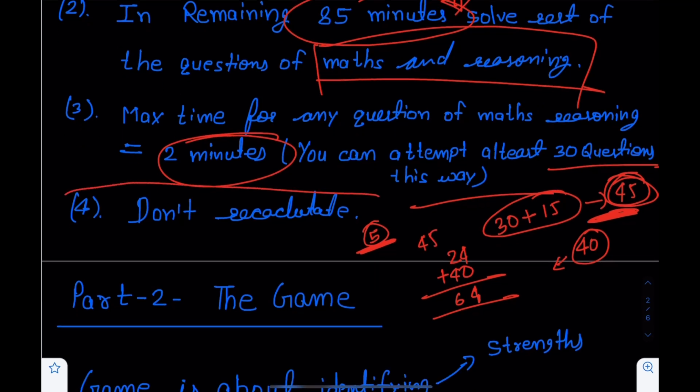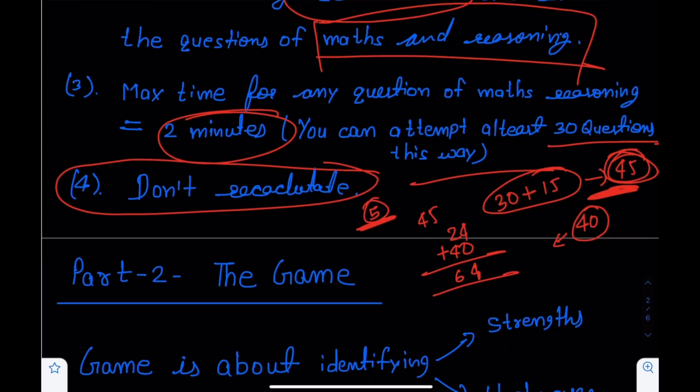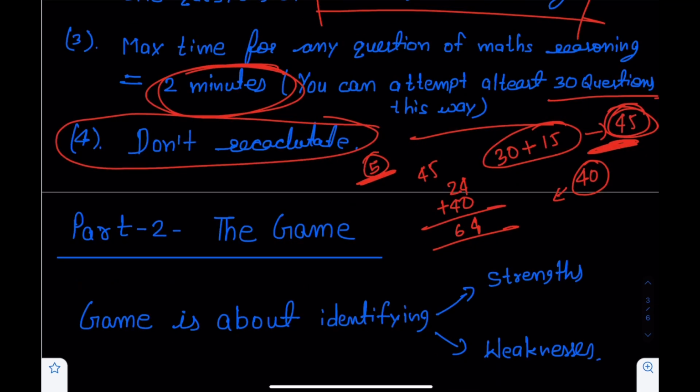One important rule that you need to follow is do not recalculate ever. Do not doubt your calculation, because if you do that, you will basically overspend time, and the 2 minute limit will be breached, and eventually just to mark one question totally correct, you will be compromising upon a lot of other questions. So this way the pilot should be done.